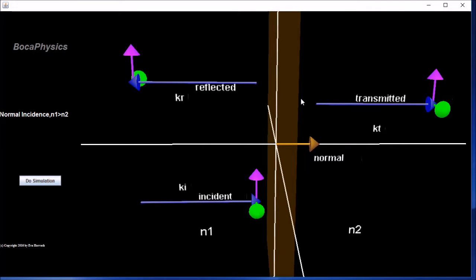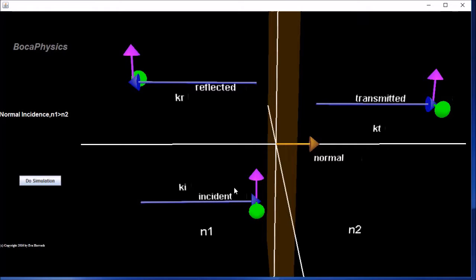In this simulation, and in all similar simulations, purple arrows represent electric field vectors and green arrows represent magnetic field vectors. If n1 is larger than n2, then the electric field of the reflected wave is in phase with the electric field of the incident wave. The electric field of the transmitted wave is always in phase with the electric field of the incident wave.